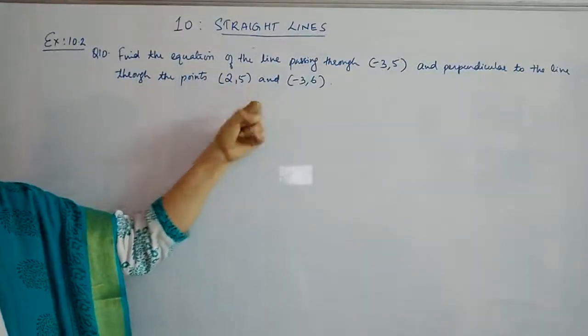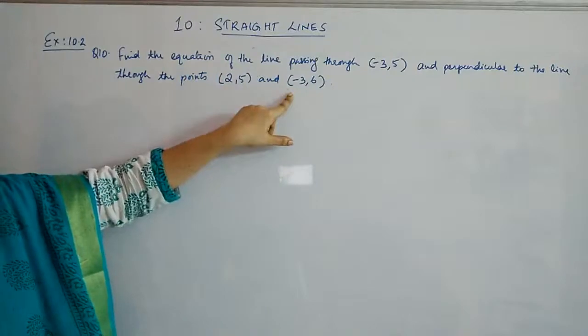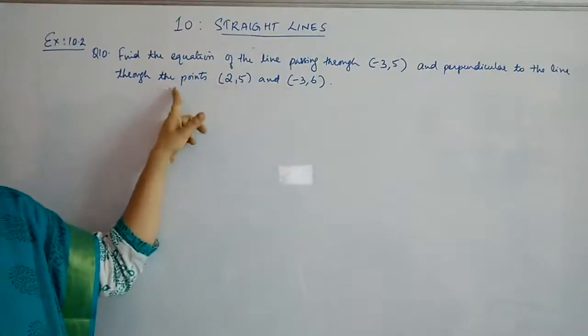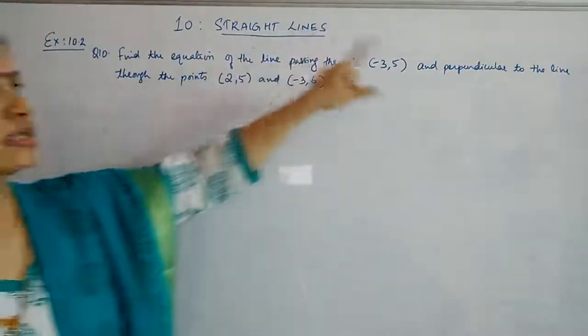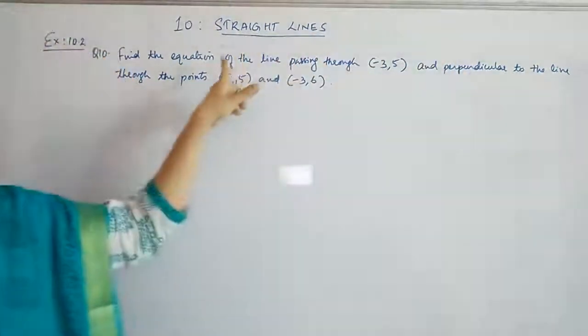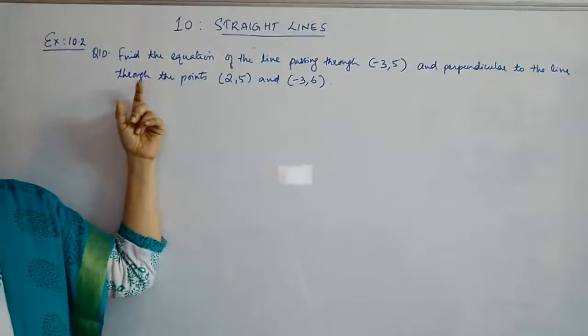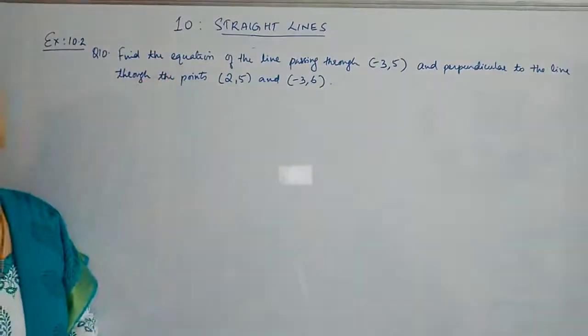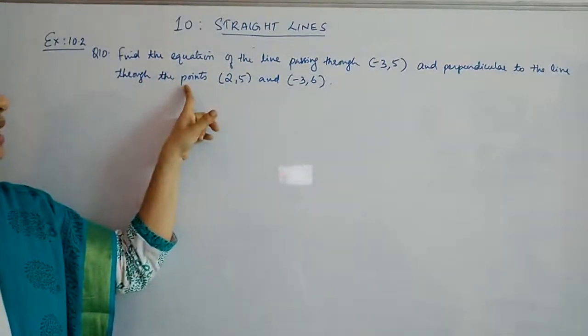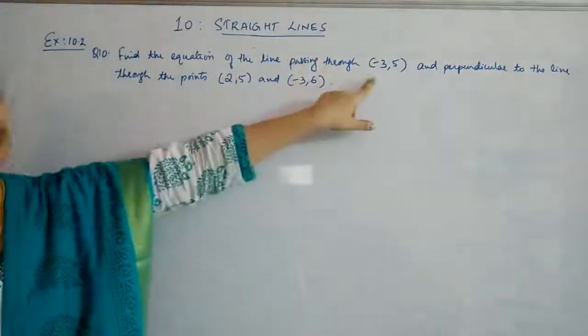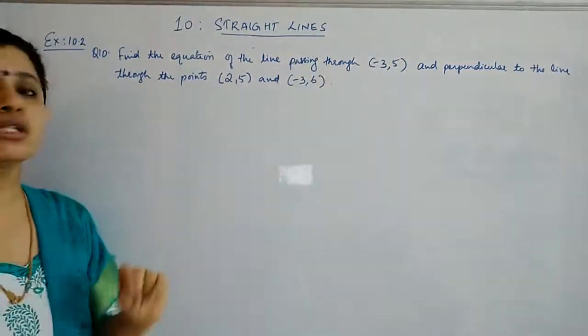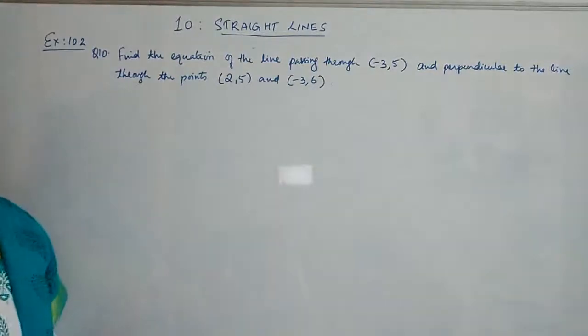So first we can use these 2 points in order to get the slope of the second line. When you get the slope of this line, since it is perpendicular to the required line, we can get the slope of the required line, which will be the negative reciprocal of the second line's slope. So you will have the slope of the required line and it is passing through a point. That means you can use the point-slope form to get the equation of the required line.